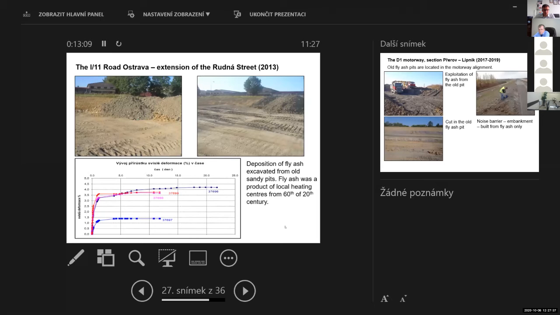the direction of this road. Fly ash was a product of local heating centers from the 60s of the 20th century. The main problem of that material was the swelling. However, the swelling was in the first day only, and then that material was stable. That material was spread and used as one layer in fill.